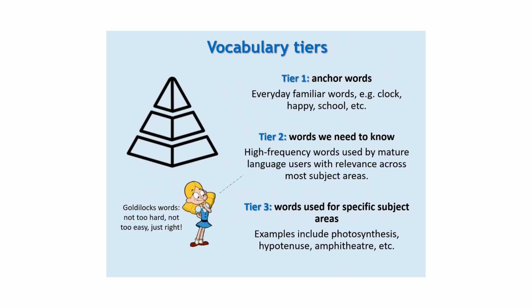Vocabulary tiers. Tier 1. Anchor words. These are everyday familiar words, for example, clock, happy, school, etc. Tier 2. Words we need to know. These are high-frequency words used by mature language users with relevance across most subject areas. And Tier 3, words used for specific subject areas. Examples include photosynthesis, hypotenuse, and amphitheatre.